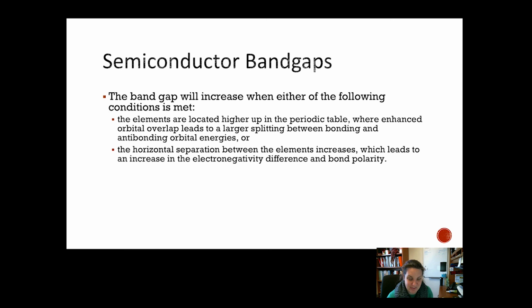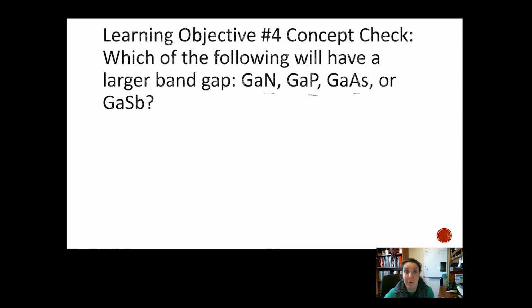Okay, so let's see if you were paying attention. Which of the following of these will have a larger band gap? What's changing? We have gallium in all of these cases, going from nitrogen to phosphorus to arsenic and antimony. Which one, in this case, will have the largest band gap? We don't have an elemental, so we're not worried about where one element is located on the periodic table.